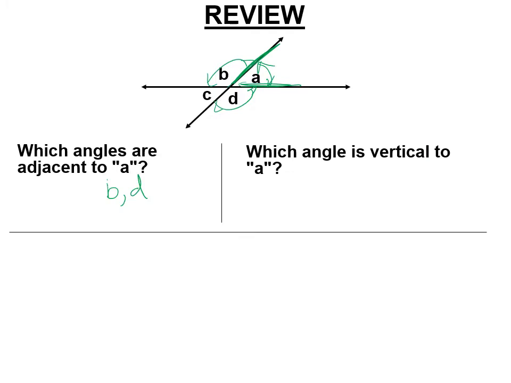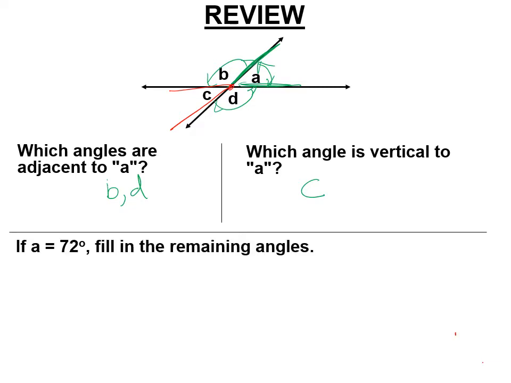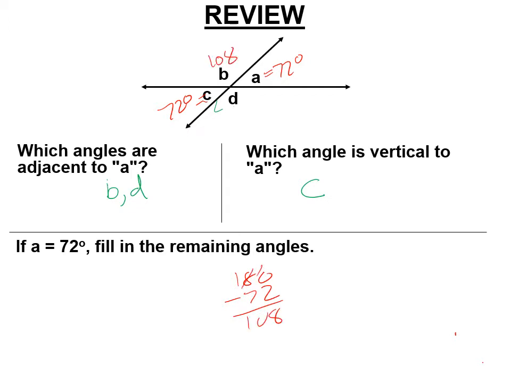Which angle is vertical to A? That is angle C. Back to back is called vertical. They don't share a common side. They share a common vertex in this case. If A is 72, what are the rest of the angles? Well, vertical angles are always congruent, the same, and the other ones are supplementary and a linear pair, so there's the 108 again, and B and D are vertical to each other.